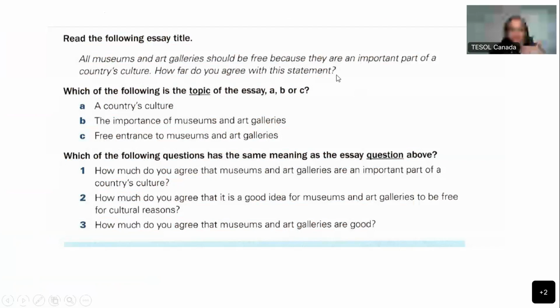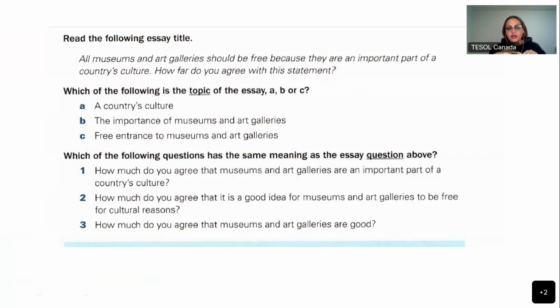It says, how far do you agree with this statement? It means how much do you agree that it's a good idea for museums and art galleries to be free for cultural reasons. So when your students write paragraph 1, they paraphrase the topic and write the thesis sentence. The thesis sentence basically means, what is this essay about? So when the reader reads the introduction and conclusion, they can understand what the whole essay is about.